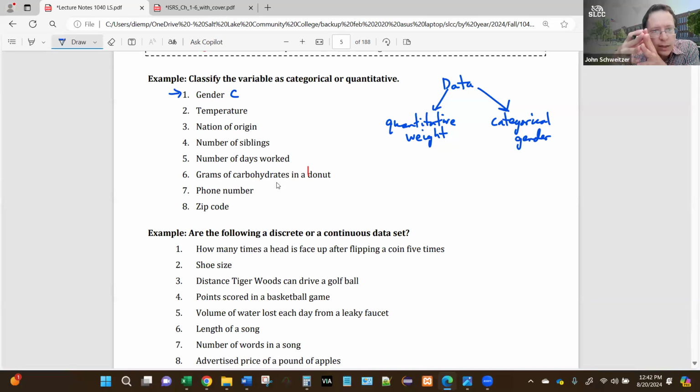So I want you guys to try these other 7 here. Each one is a type of data, right? So we could measure temperature, nation of origin, number of siblings, number of days worked, for various individuals. And so the information collected would either be considered categorical or quantitative. So I want you guys to try these real quick. Just put a C for categorical or a Q for quantitative next to each of these 8. I'll be quiet here for a couple minutes and let you work through those.